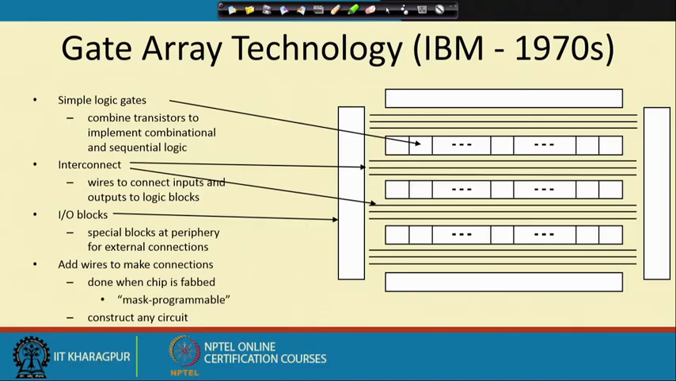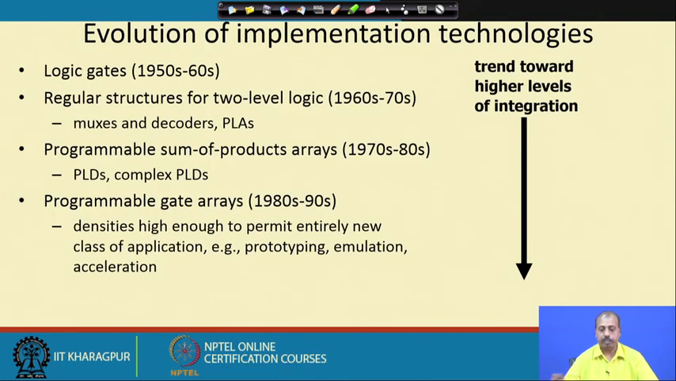If we look into the evolution of these implementation technologies, it started with logic gates in the 1950s and 60s. Then there were regular structures for 2-level logic in the 1960s and 70s. 2-level logic means you have an AND level and an OR level, leading to PLA type of structures. From there it evolved to more complex programmable devices, which are known as PLDs, programmable logic devices, or CPLDs, complex programmable logic devices. That was the 1970s and 80s.